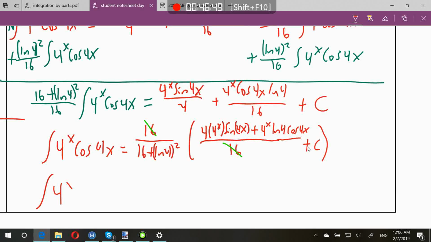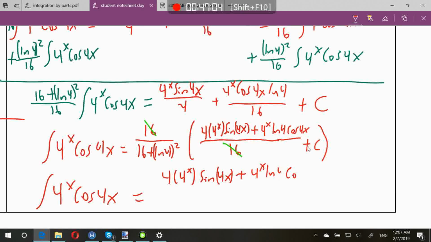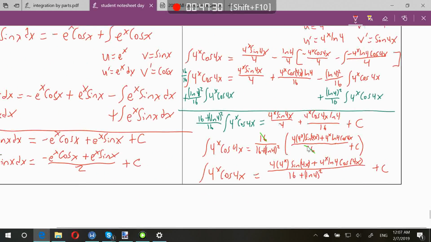The integral of 4 to the x cosine of 4x should be equal to 4 times 4 raised to the x power times the sine of 4x plus 4 raised to the x power times the natural log of 4 times the cosine of 4x, all divided by 16 plus the natural log of 4 squared, plus c. Again, that plus c, I did actually multiply this constant by that plus c, but a constant times any other constant is still a constant. Okay. Alright, I'm going to zoom out so we can see the whole thing.